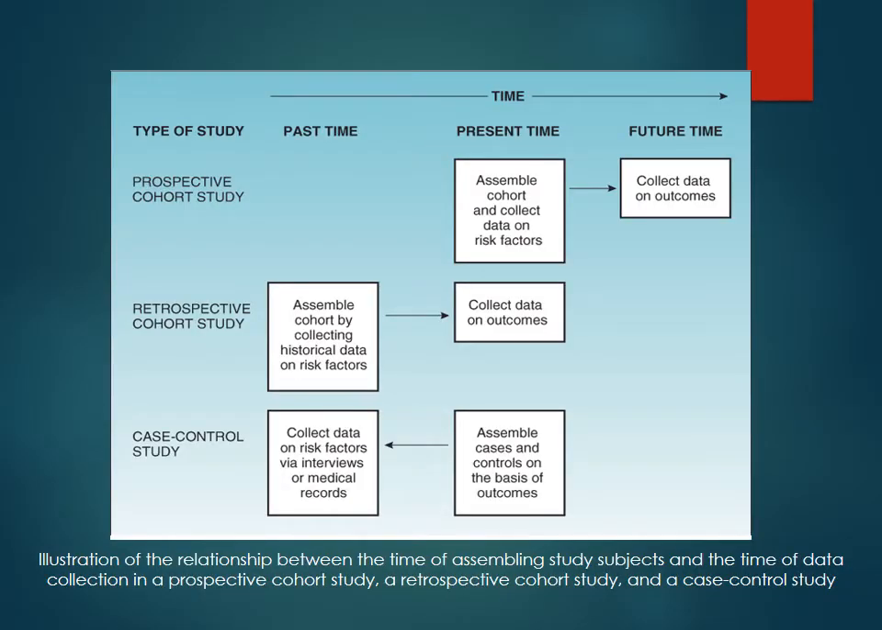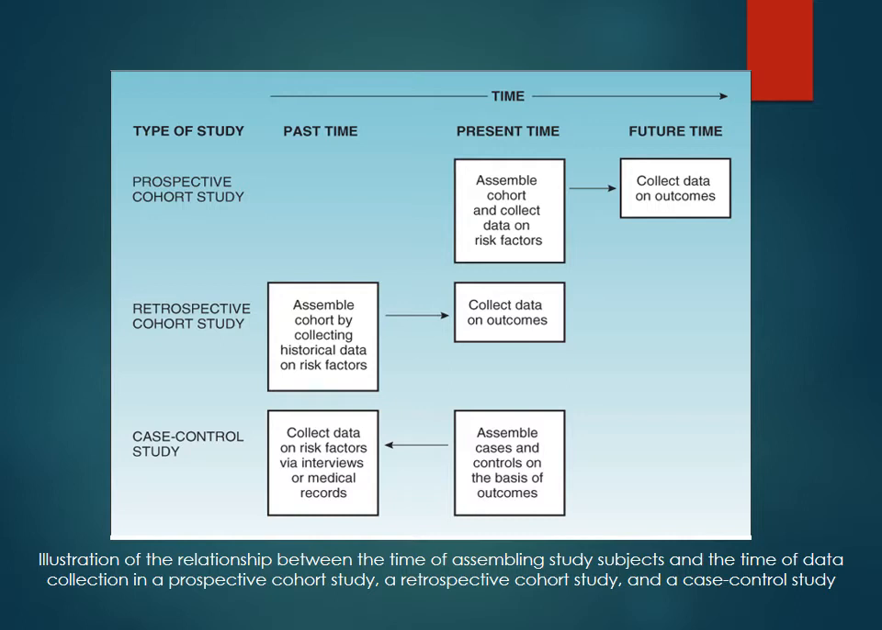So looking at the type of study here, and then looking at the time frame. For prospective cohort studies, this is where you're assembling the cohort and collecting data based on the risk factors, and then you look to the future to see who develops those outcomes. If you were to have a retrospective cohort study, this is where you assemble cohorts by collecting historical data on risk factors, and then you look forward in time to determine, at the present time, who has had the outcome of interest.